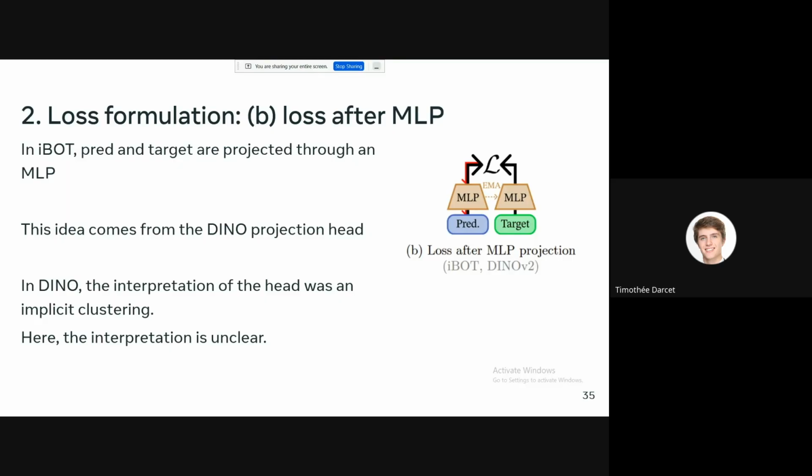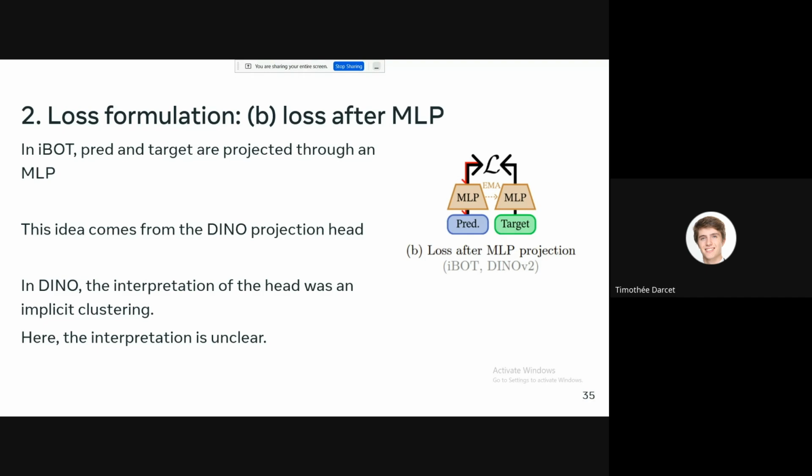There is something in DINO that is kind of understandable. In DINO, you've got some interpretation of it. Basically, the head is implicitly doing a clustering of the embeddings. In iBOT, this interpretation does not appear. In iBOT, it's unclear what's going on. And therefore, my opinion was, okay, let's forget about this.